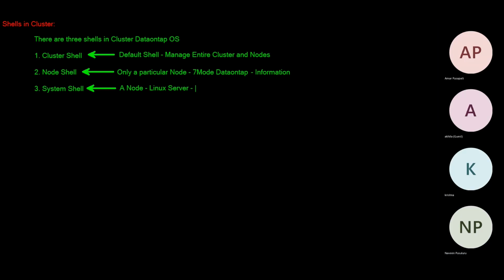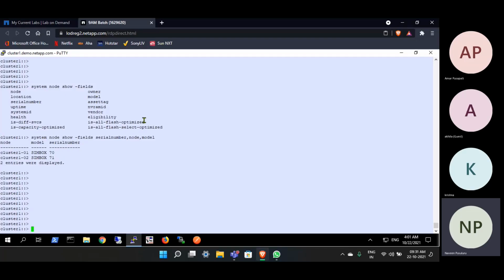The system shell is only for advanced log collection. We will do some advanced log collection from the system shell. So that is the purpose of the shells. Actually we have 3 shells. Okay, now let me show you.